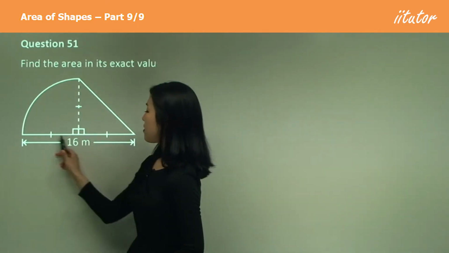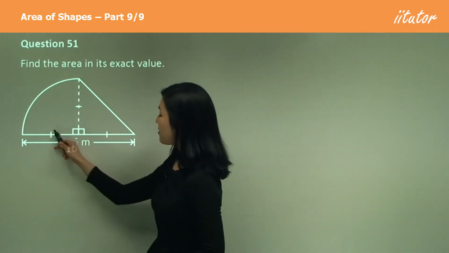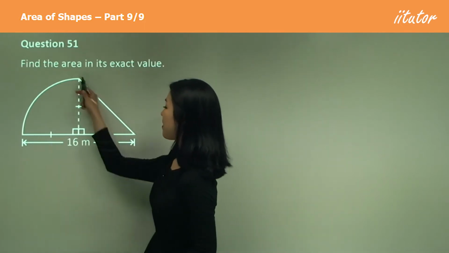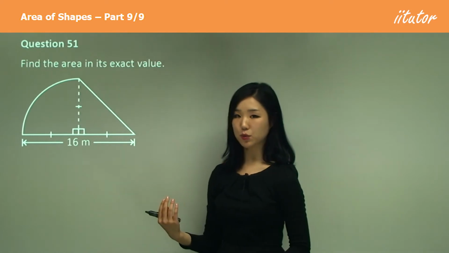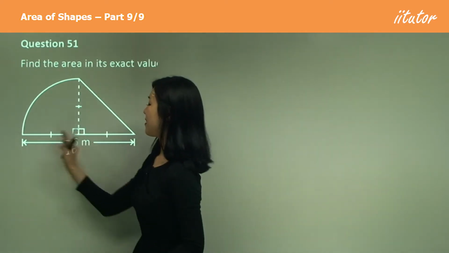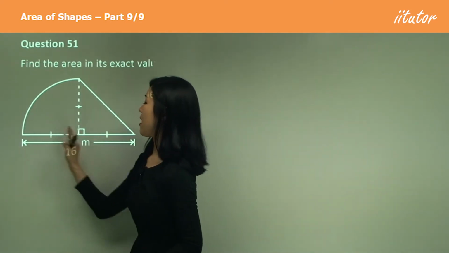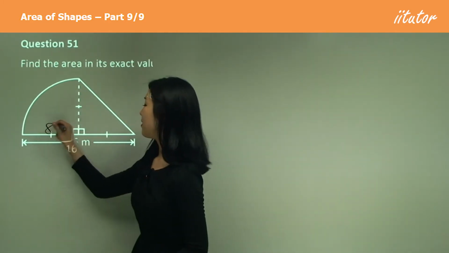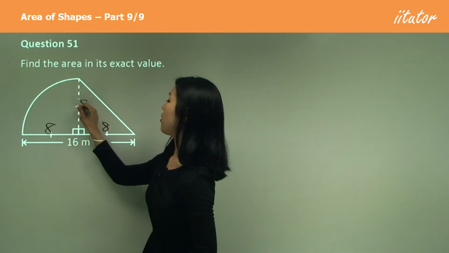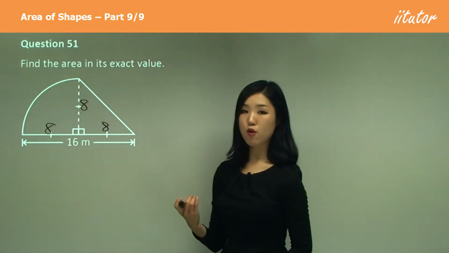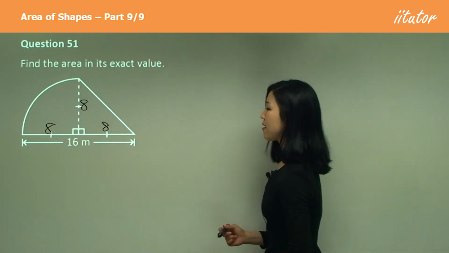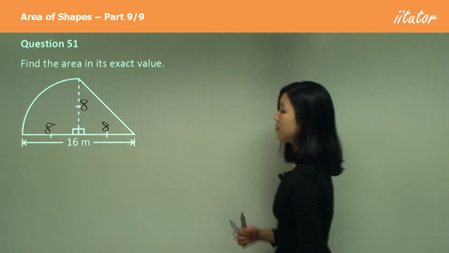It also gives you that this length is 16. And see how there's some strokes here which indicate that these sides are identical. So if this length is 16, this length and this length must be exactly half of it. So this is 8, 8, and this one's also going to be 8. Get your formulas for circles and triangles ready in your head, and let's try to find the area of the figure.